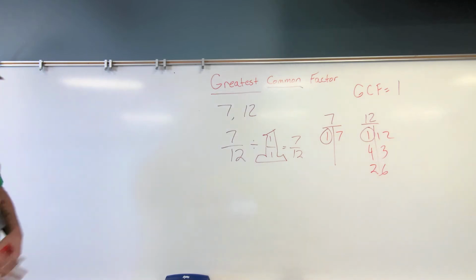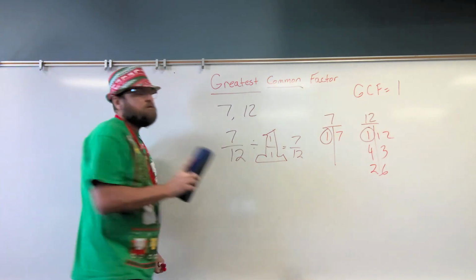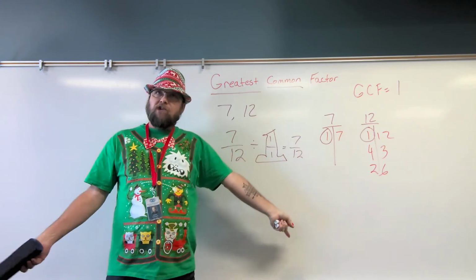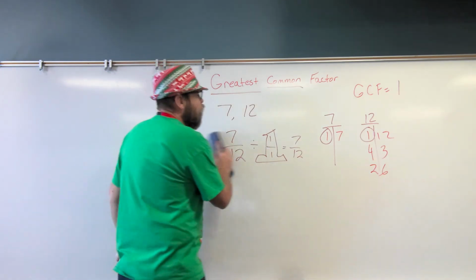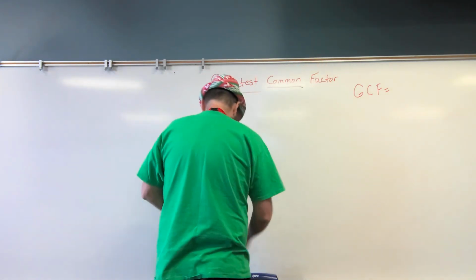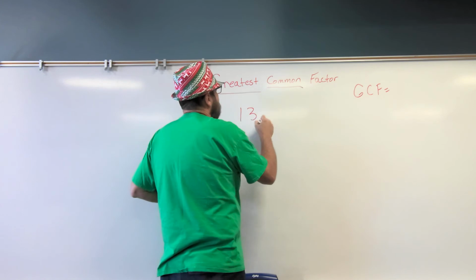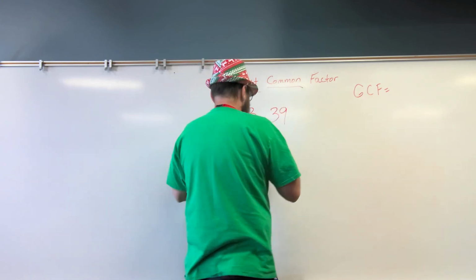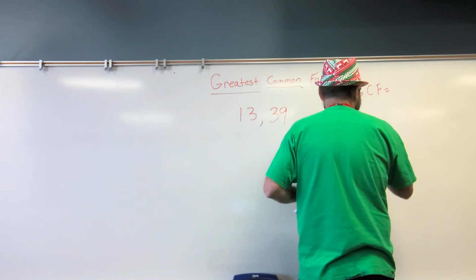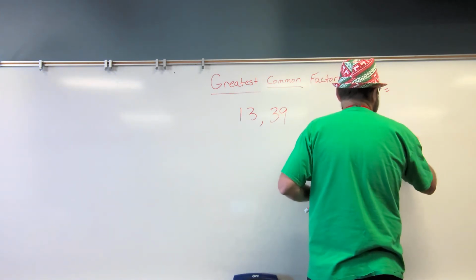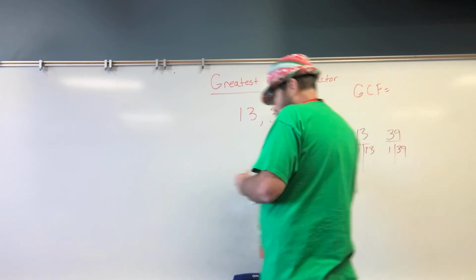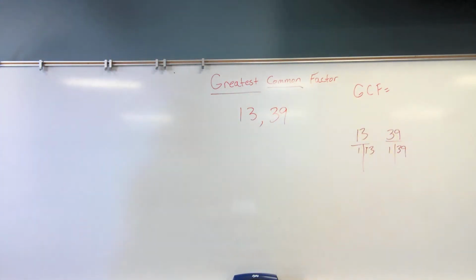Let's look at another one. I've noticed, Mr. McMurdo, since this one is prime, does that mean it's always already simplified? Well, I don't know. Let's check here. Let's do 13 and 39. We're going to find the common factors of 13 and 39. And as I said, we're always going to start with 1 and itself.